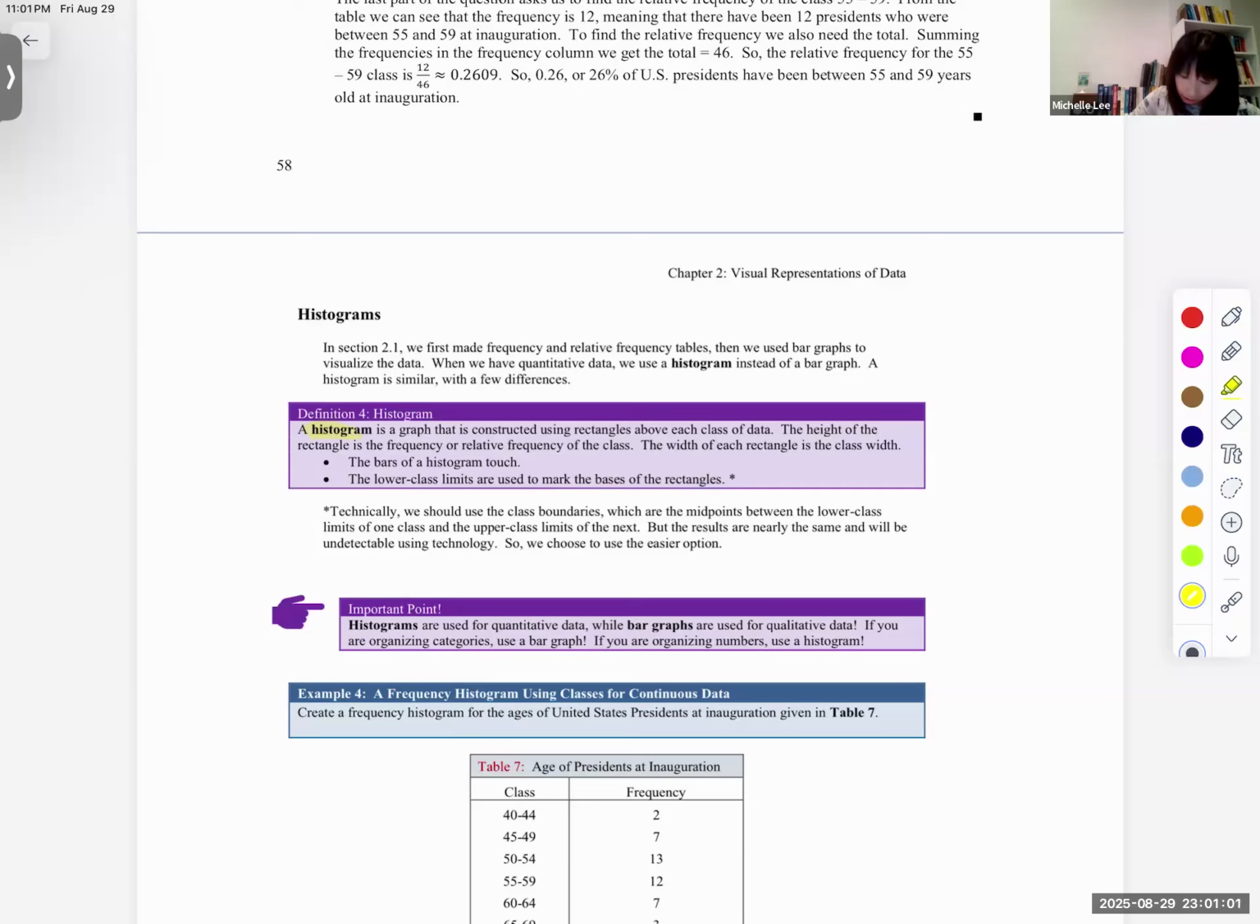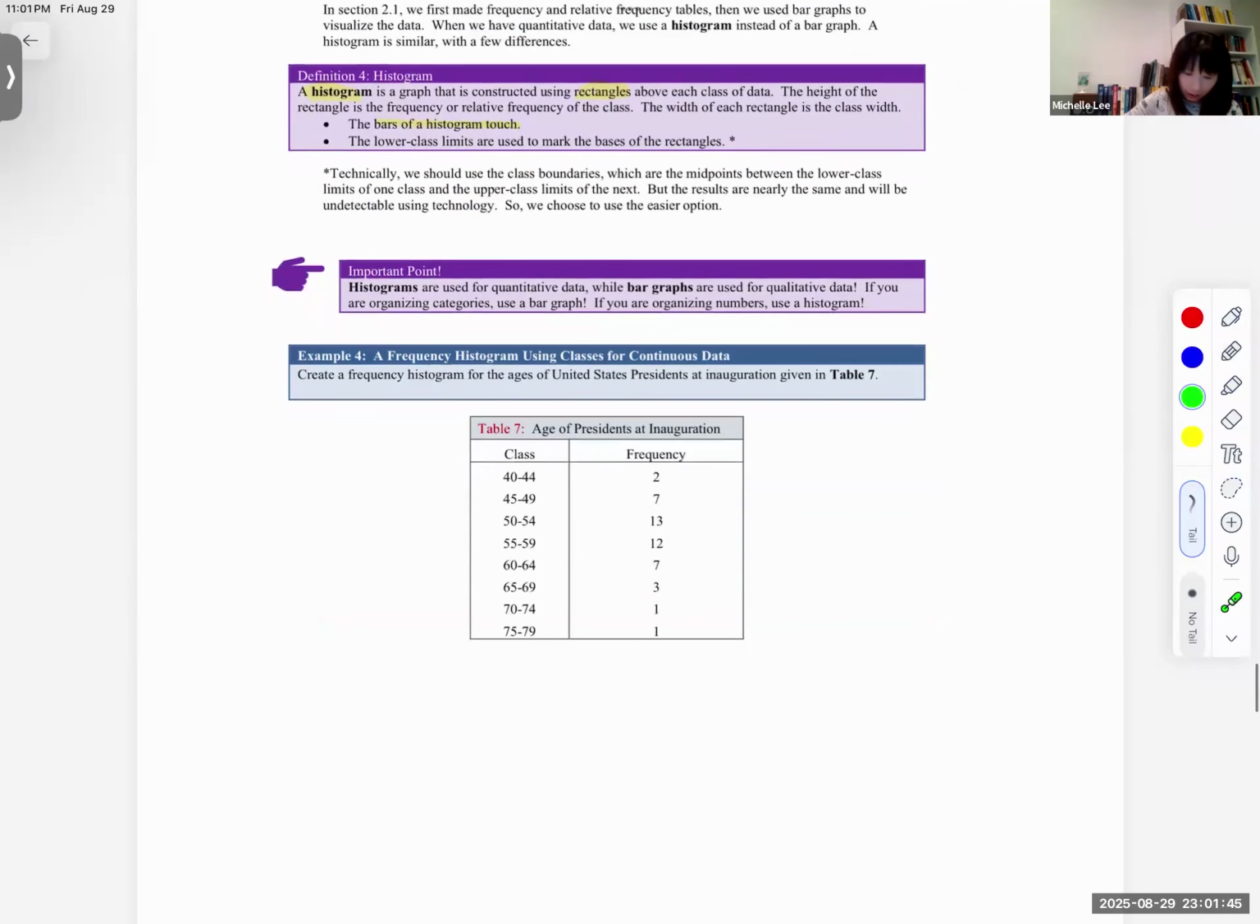A histogram is a graph using rectangles for each class of data, and the height of the rectangle is the frequency or relative frequency of the class, and the bars of the histogram touch. And the lower class limits are used to mark the base of the rectangles. Basically, a histogram is a bar graph, except the bars touch each other, okay?